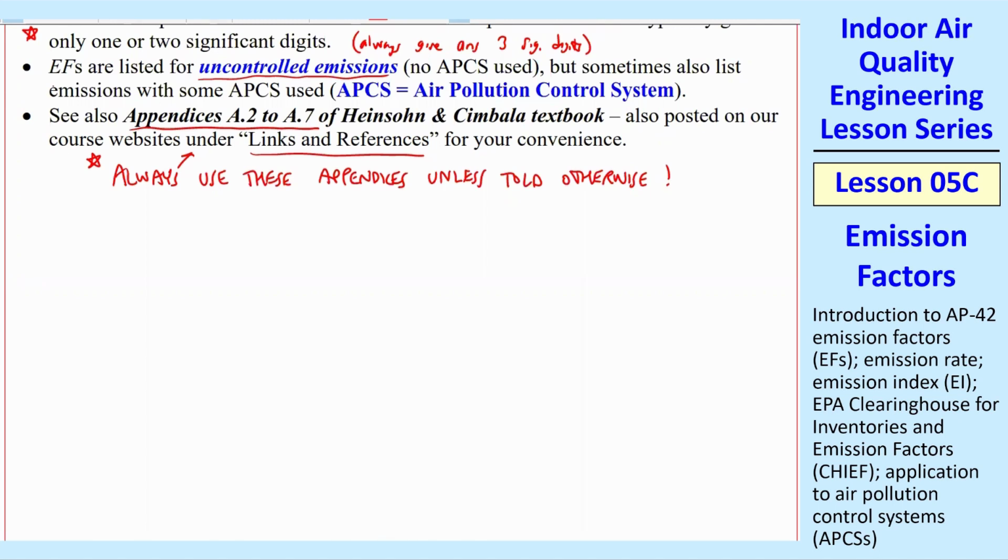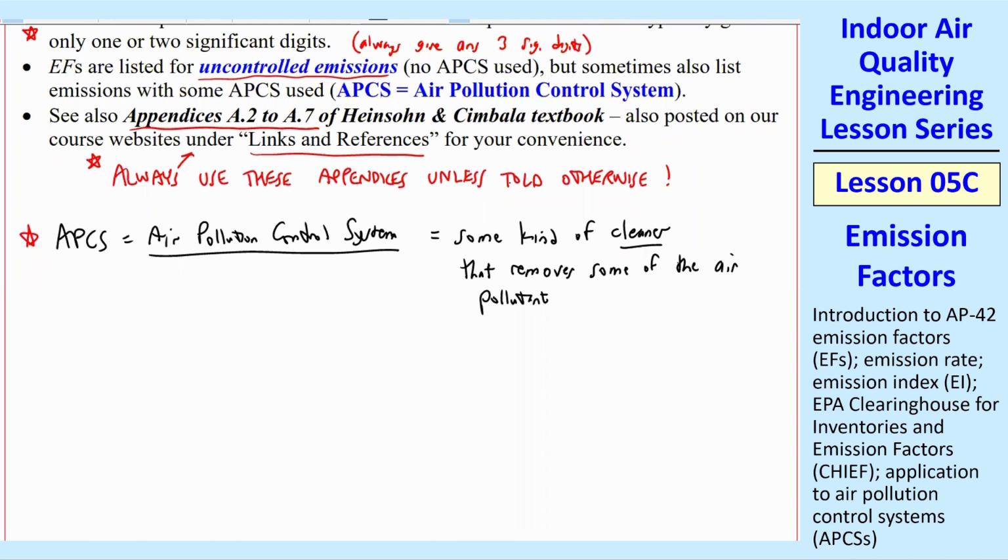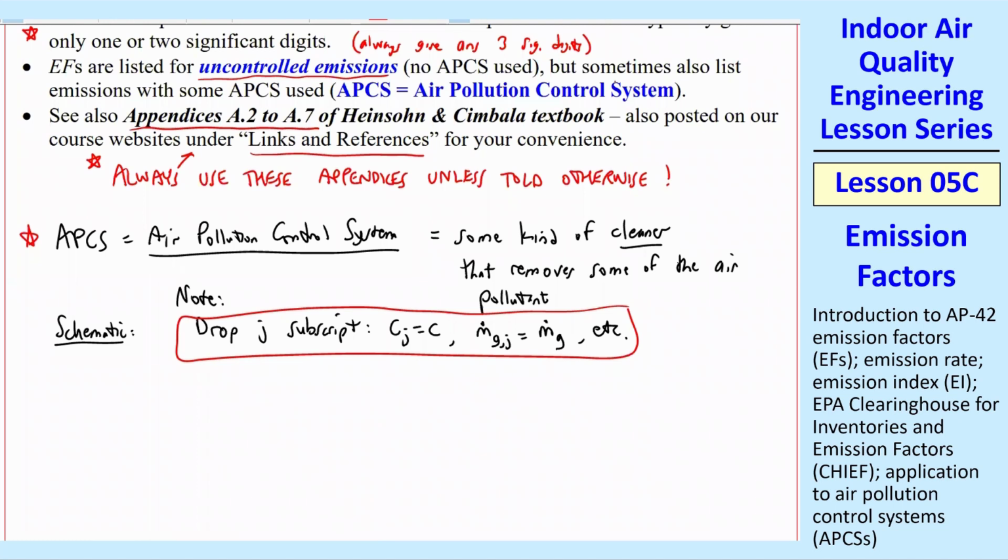So let's talk a little bit about air pollution control systems. An air pollution control system, or APCS, is some kind of cleaner that removes some of the air pollutant. We never can get rid of all of it, but we measure by the removal efficiency. Before I draw the schematic, I just wanted to mention that we are dropping the J subscript here. So C_J, we're just going to call that C, m dot generated, comma J, we'll just call that m dot G for generated, etc.